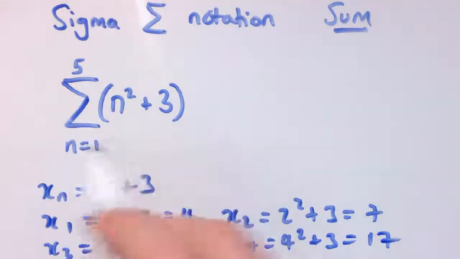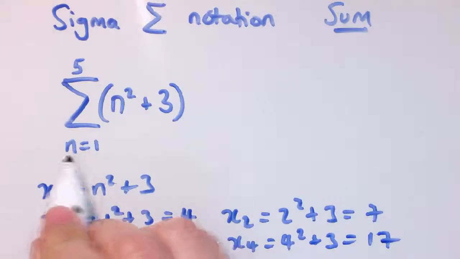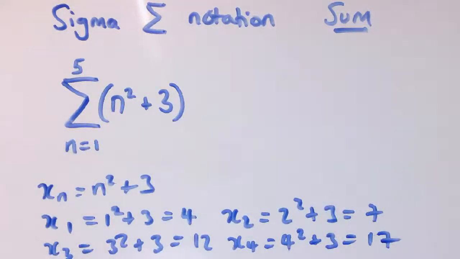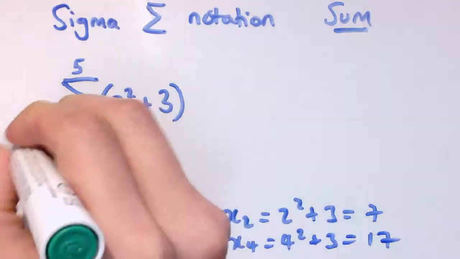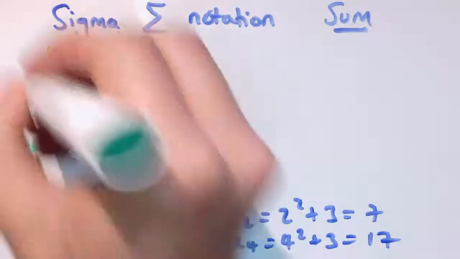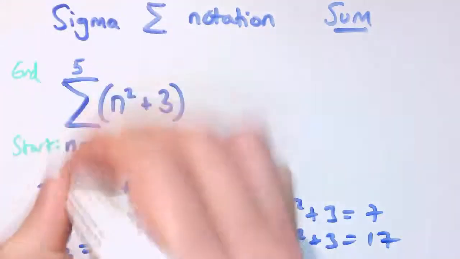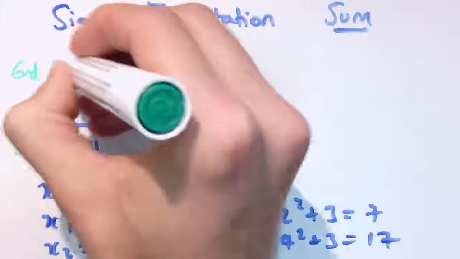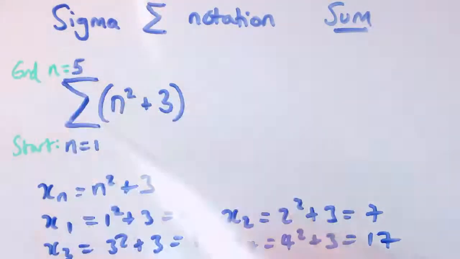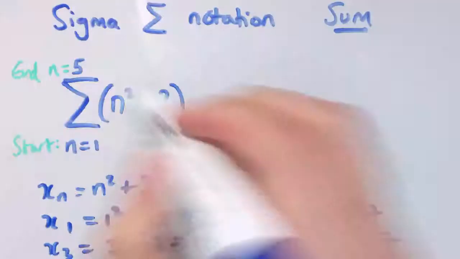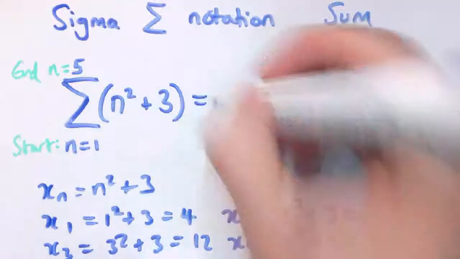So what this notation says is start with n equals 1. The one we put at the bottom here is the start, and this is where we end. Now you don't necessarily write n equals at the top, but it does mean the same letter as at the bottom. So it's going from n equals 1 to n equals 5. Add up the terms of this sequence.